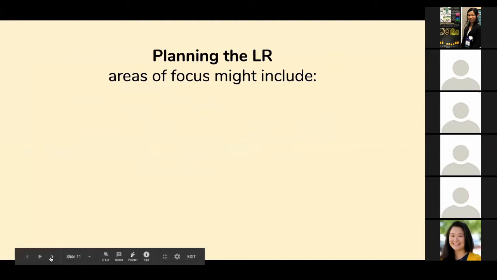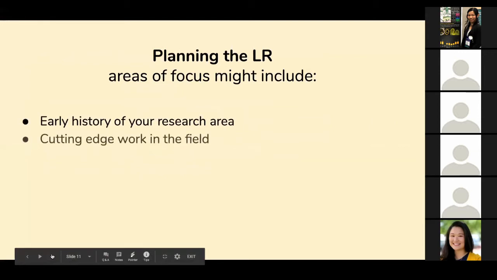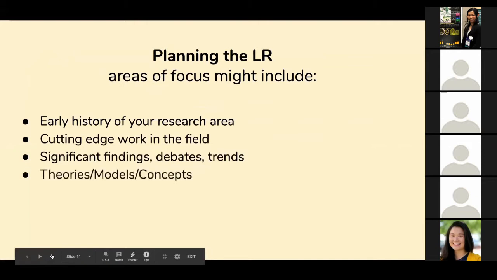Okay, planning the literature review. Some areas of focus might include the early history of your research area, cutting edge work in the field, significant findings, debates and trends, theories, models and concepts, methods, and research design. So those might be some areas that you focus on in your review.